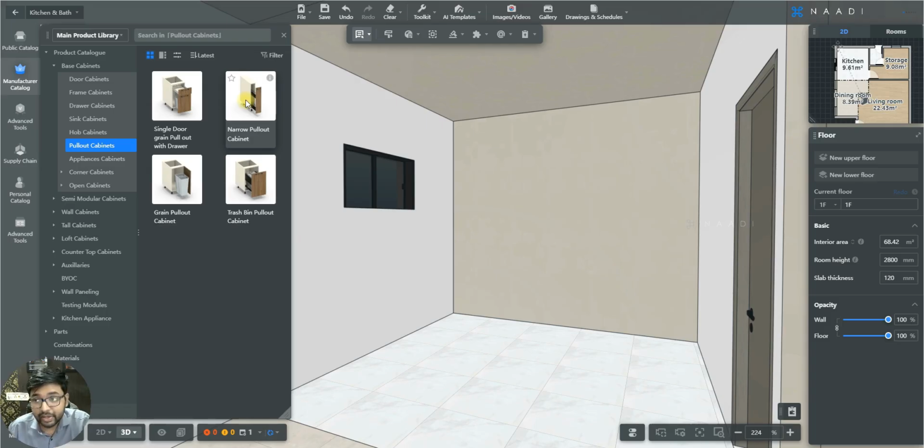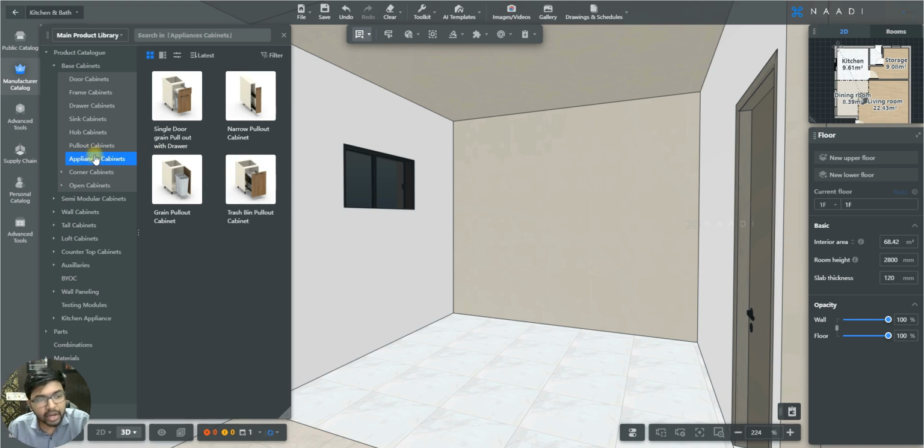Precisely, you have it. And yes, all these cabinets come with the accessory. So if a cabinet is associated with an accessory, it does come with an accessory. If it is a grain pull out, it has your grain storage accessory. If it is a trash pull out, it does come with your trash accessory model, so that you can model your kitchen accurately to the point.